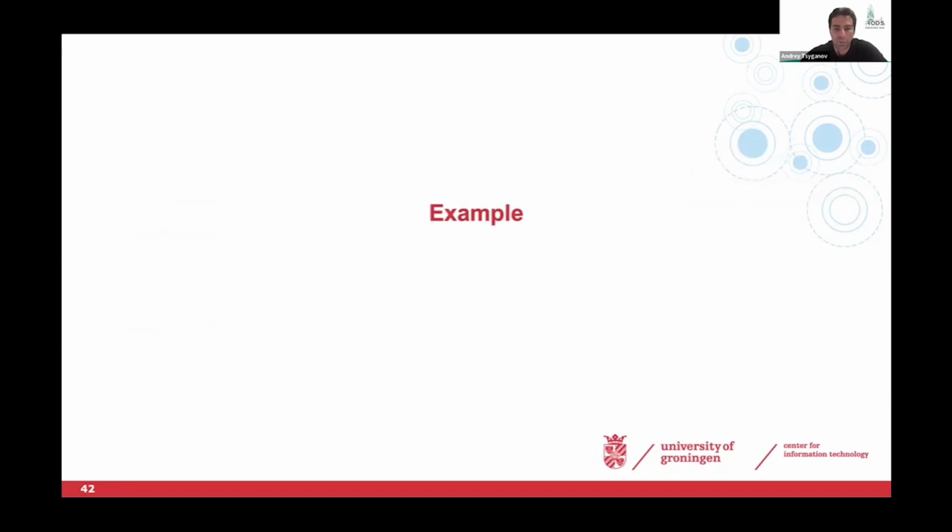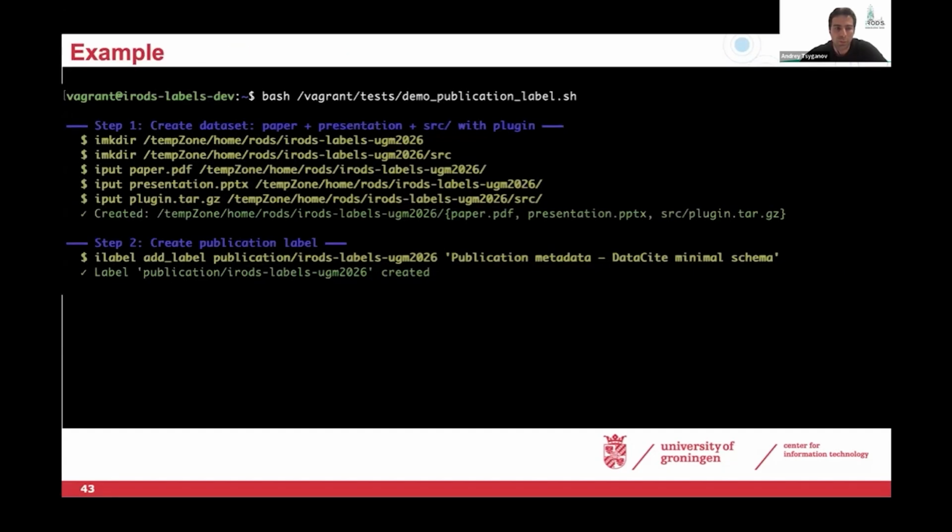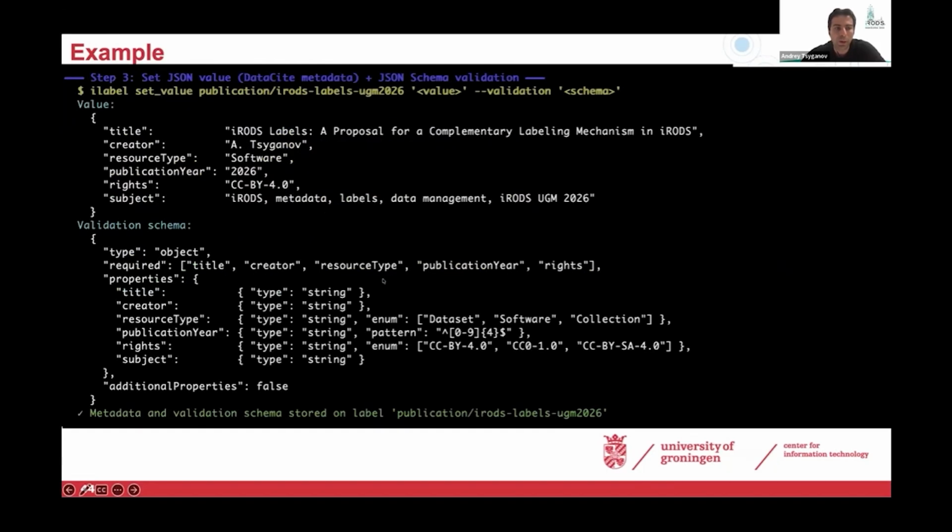And I have some small screenshots as examples. So here you see I'm inside my demo Vagrant machine, and I've created some folders and some data objects. And I've created the label for publication metadata. So publication iRODS label UGM2026. Then on step 3 of the test, I've added the values and the validation schema aside of that value.